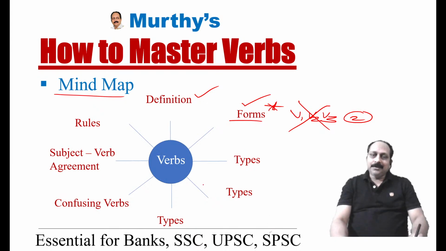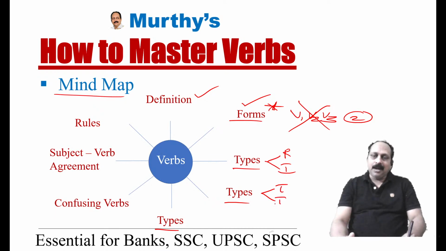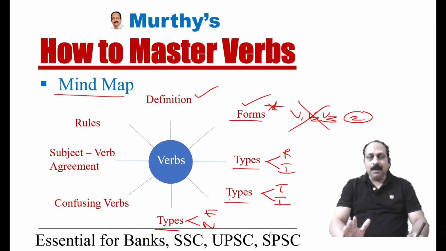Types of verbs. You may wonder why three times. There are so many classifications when it comes to types of verbs. According to one, we have regular verbs and irregular verbs. Another one, we have transitive verbs and intransitive verbs. Another classification, we have finite verbs and non-finite verbs. All these are very important from the exam point of view. Regular, irregular, transitive, intransitive, finite, non-finite. When you take this five forms approach, it becomes easy for you to learn finite and non-finite.